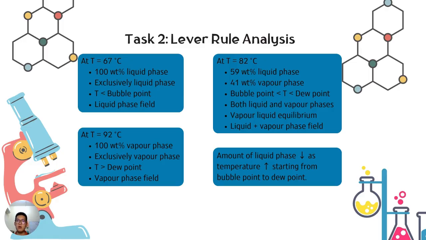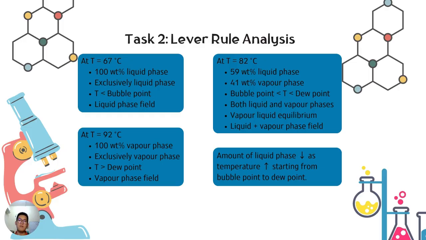However, at temperature of 82 Celsius, it is found that the mixture has 59% weight of liquid phase and 41% of weight of vapor phase. This indicates that both liquid and vapor phases exist within the mixture. This is due to the fact that temperature of the mixture is between bubble point and dew point. This shows the presence of vapor-liquid equilibrium as the temperature composition point is in the liquid plus vapor phase field.